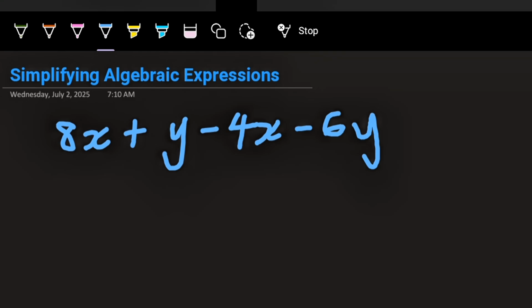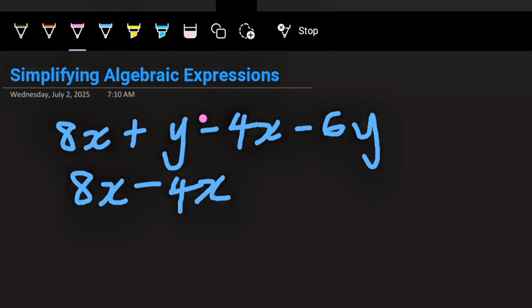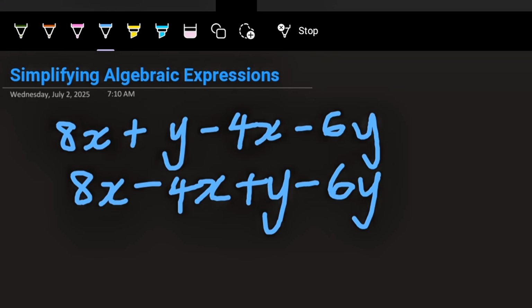So let's move on. So we have 8x here. We're going to go ahead with 8x, right? And when we're moving the variable, the variable that's alike, we should also move the sign with it, all right? So we're going to move subtract 4x. Now we have y. We're going to move y there. So plus y minus 6y.